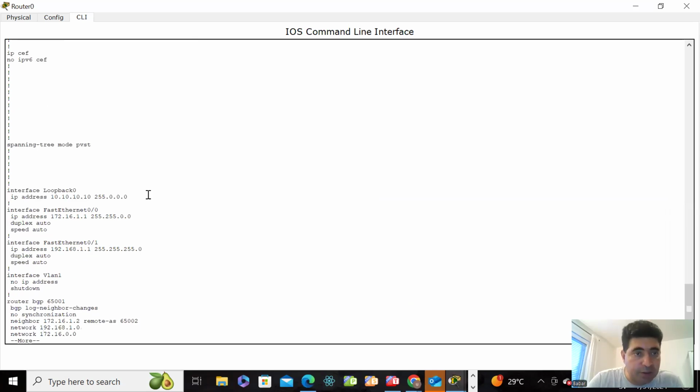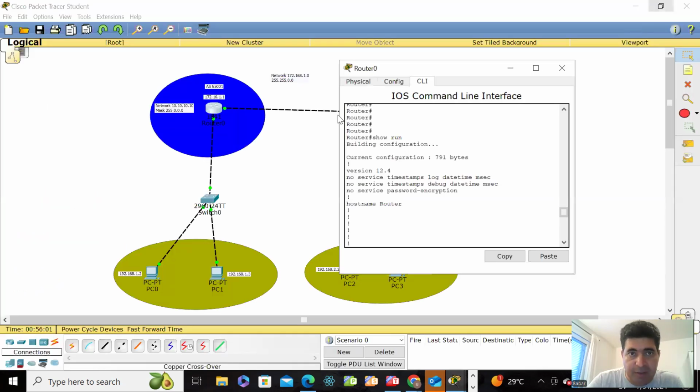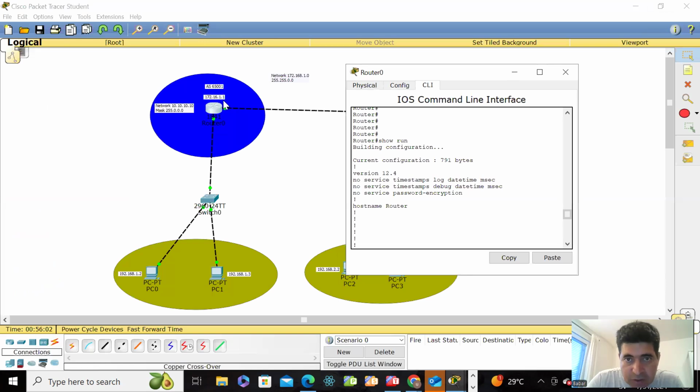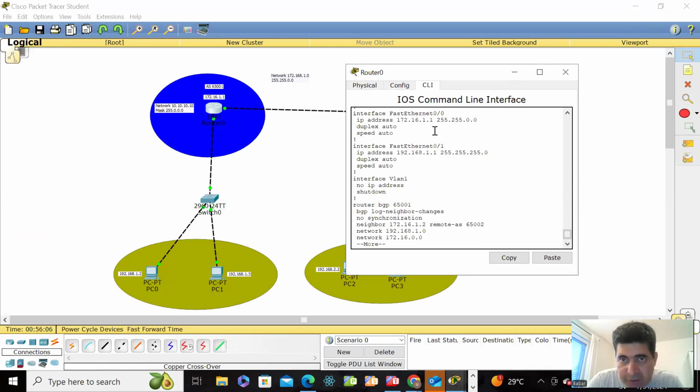This is the configuration of router 0. I have given it a loopback address, and the interface IP address is 172.16.1.1. When you go to the Ethernet interface, I have given the address 192.168.1.1, and here I've connected different PCs.